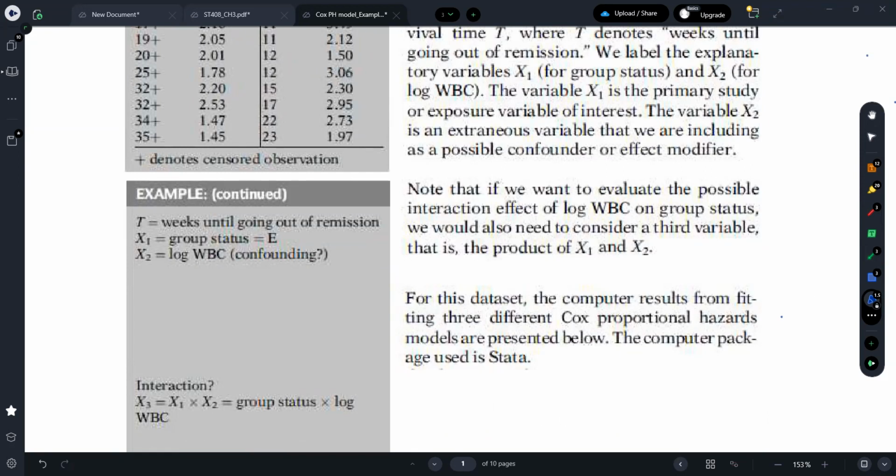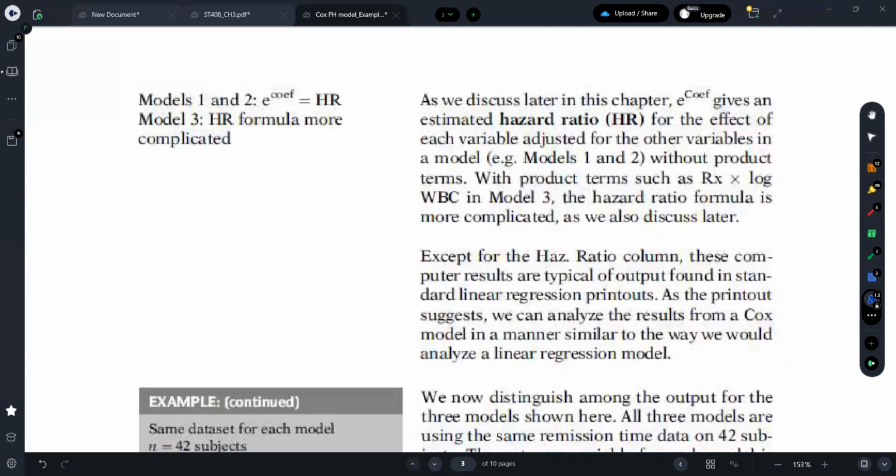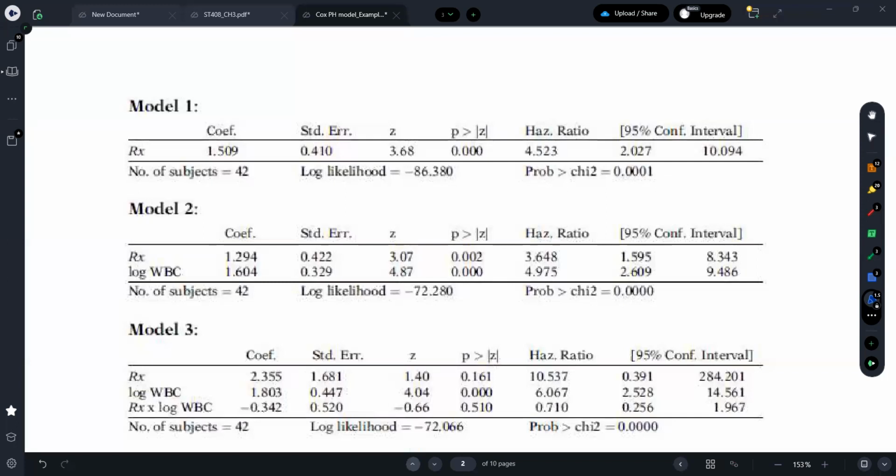The computer results for this data are here, right? So there are three models. Now look at these three models: model 1, model 2, and model 3. Model 1 contains only one variable, the X1 treatment variable, Rx, whether treated or placebo. Model 2 contains both X1 and X2, that is the treatment variable and the log WBC variable. Model 3 contains the treatment variable, log WBC value, and then their interaction effect. The interaction. Okay, so we have three models.